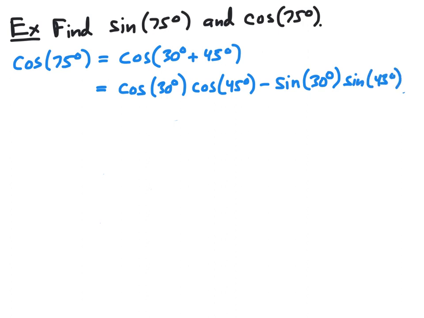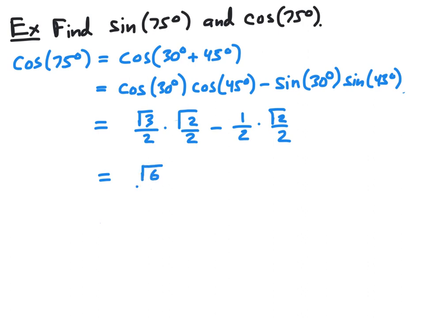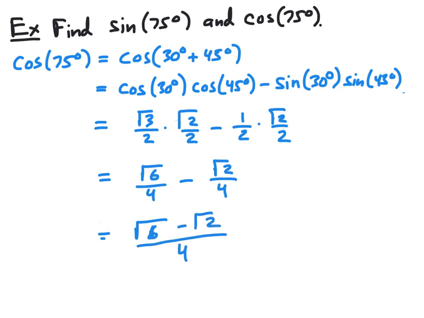And now we just compute all of these quantities and simplify. So cosine of 30 degrees is square root of 3 over 2. Cosine of 45 degrees is the square root of 2 over 2. Sine of 30 degrees is 1/2, and sine of 45 degrees is square root of 2 over 2. These simplify as square root 6 over 4 minus square root 2 over 4, and these combine to give square root of 6 minus square root 2 all over 4. And so this is our cosine value for 75 degrees.